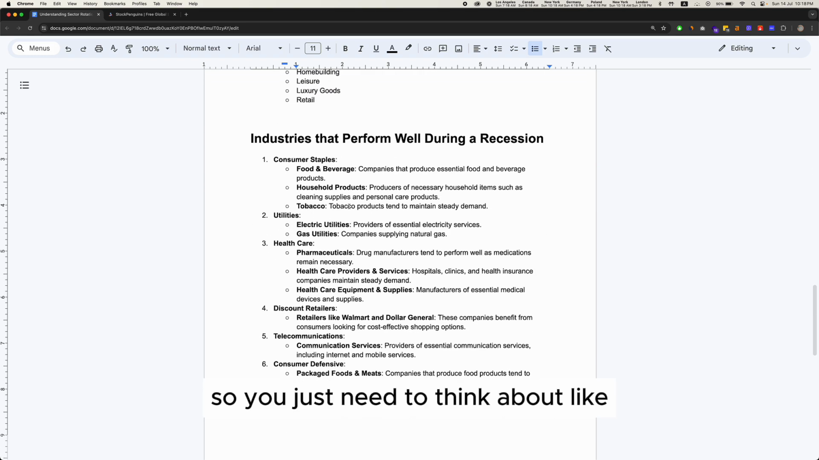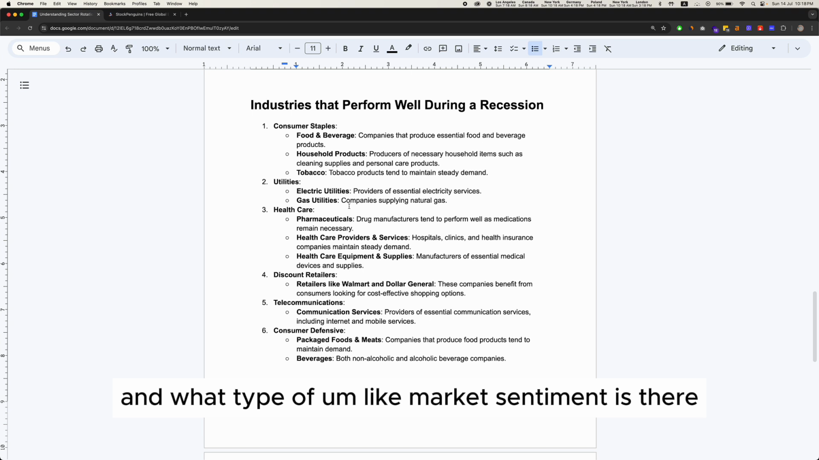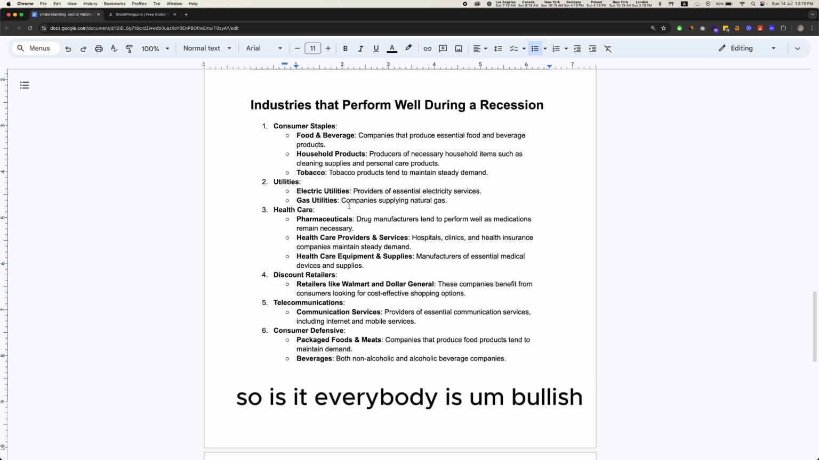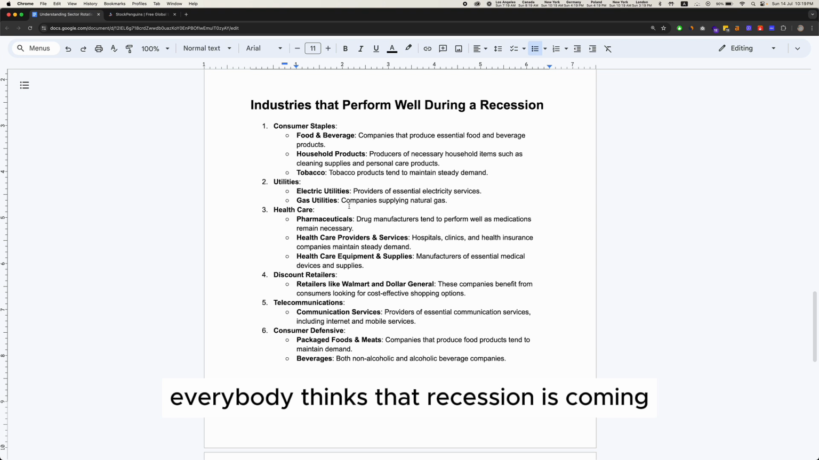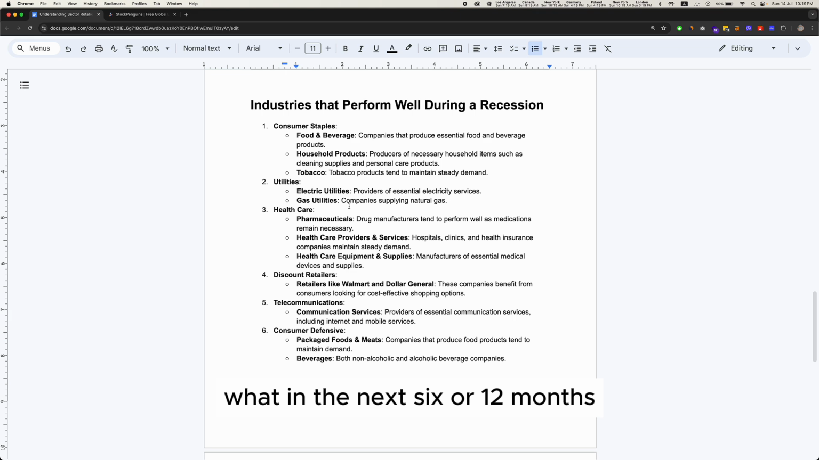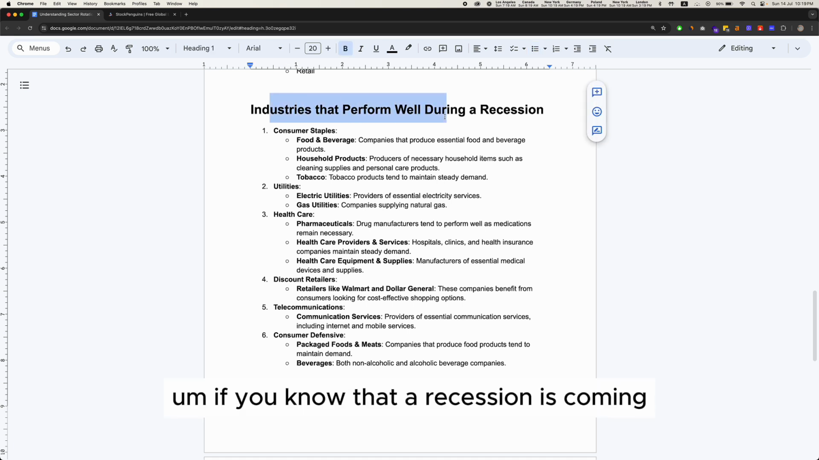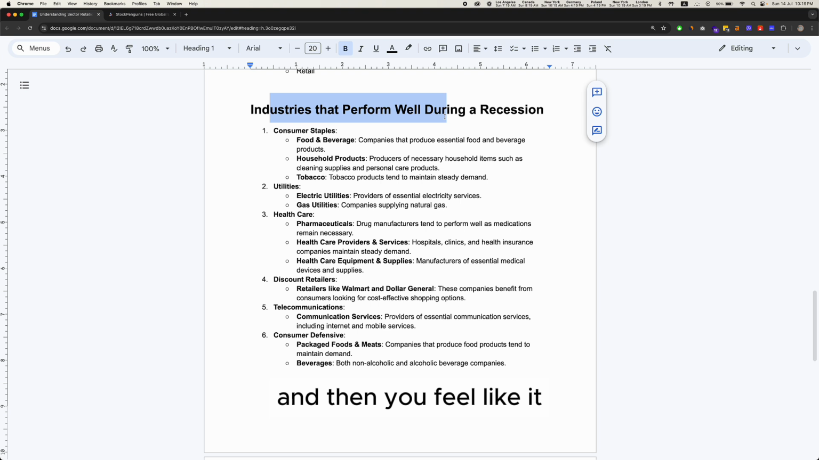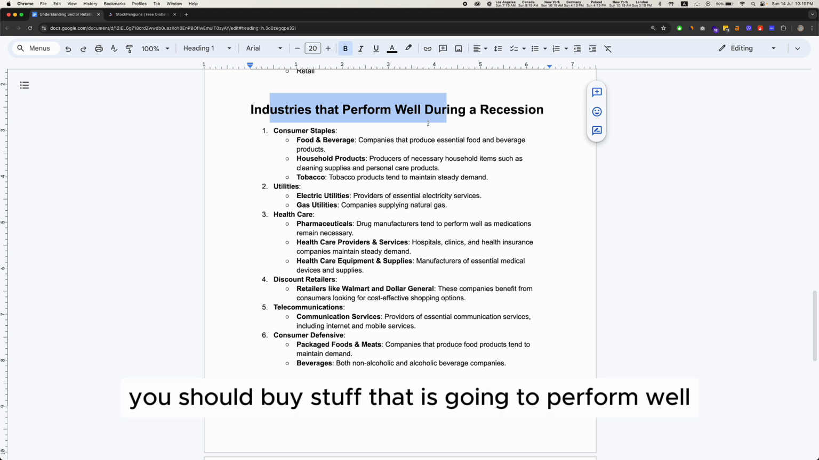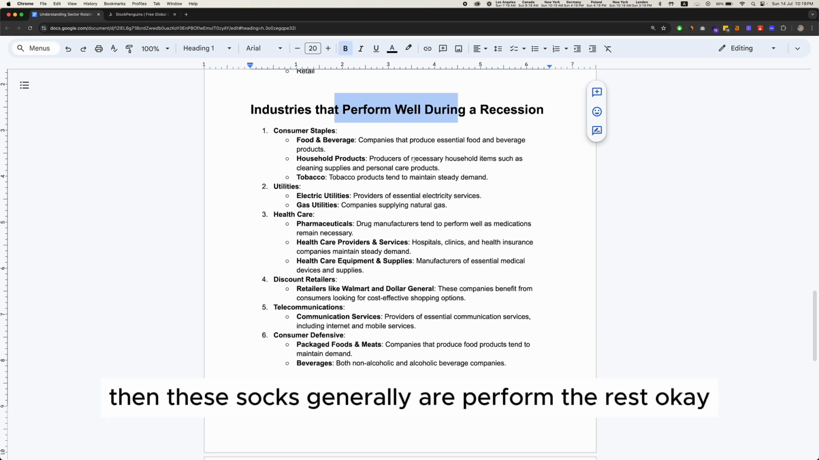All right. So you just need to think about when you want to buy stuff, what type of economy are you in right now, and what type of market sentiment is there. Is everybody bullish, everybody bearish, everybody thinks that recession is coming. Whatever it is, you got to figure out what the next trend is, right? In the next 6 to 12 months, how do you think the economy is going to present itself? Okay, so if you know that a recession is coming, then maybe you should buy stuff that is going to perform well in a recession, because when it really hits, these stocks generally outperform the rest.